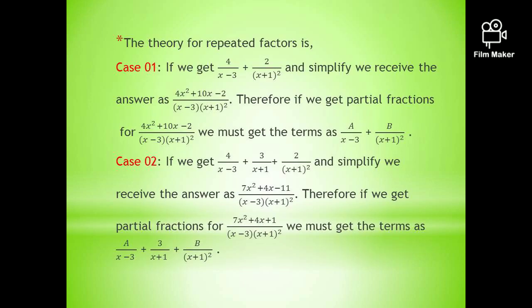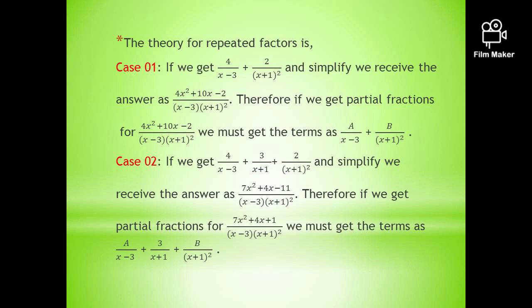What is the theory for repeated factors? In case 1, if you simplify the two algebraic fractions, 4 over x minus 3 plus 2 over x plus 1 squared, you will receive the answer 4x squared plus 10x minus 2 over x minus 3 into x plus 1 squared. Therefore, if you take 4x squared plus 10x minus 2 divided by x minus 3 into x plus 1 squared and make it into partial fractions, you should receive it as a over x minus 3 plus b over x plus 1 squared.